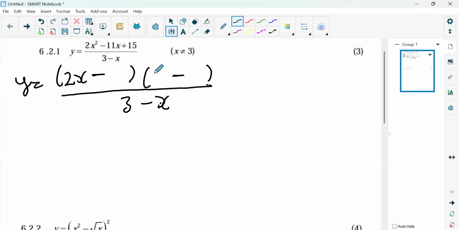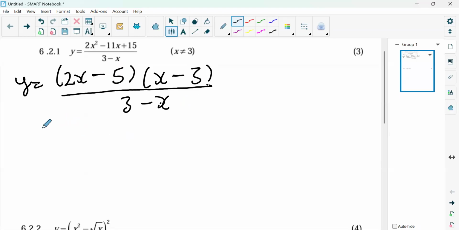3 and 5. If I say 3 multiplied by 5, it gives me 15. So inside my brackets, the 3, I'm going to put it with this bracket because, like you will see, even if we multiply it, it's still going to give us that thing. So I'm going to have minus 3, and then minus 5. Yes, it's minus 5 and then it's minus 3.